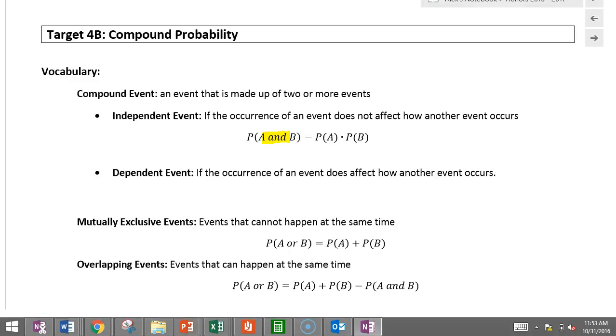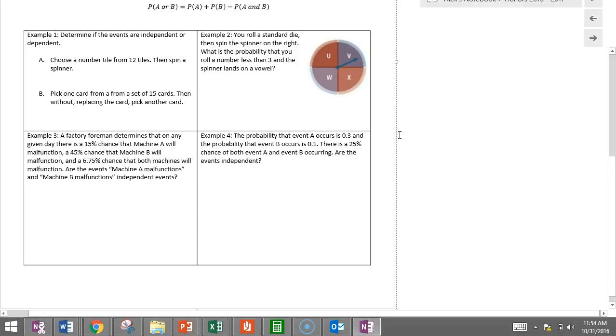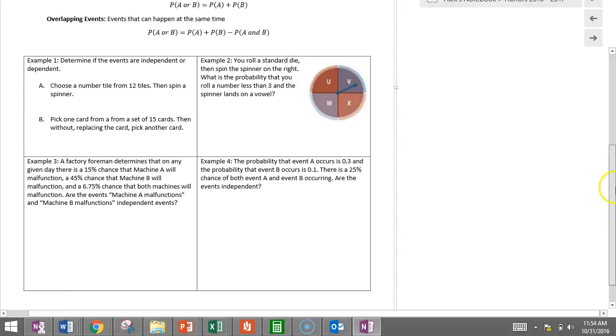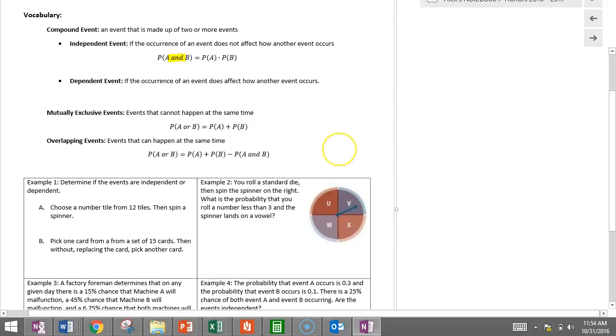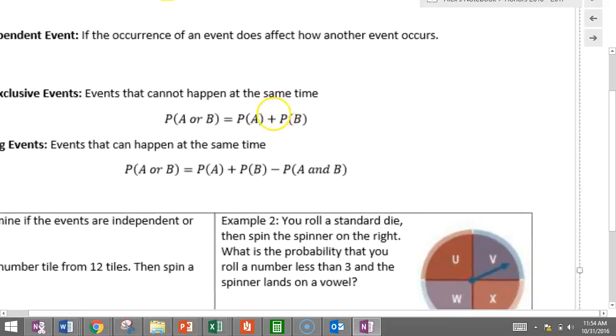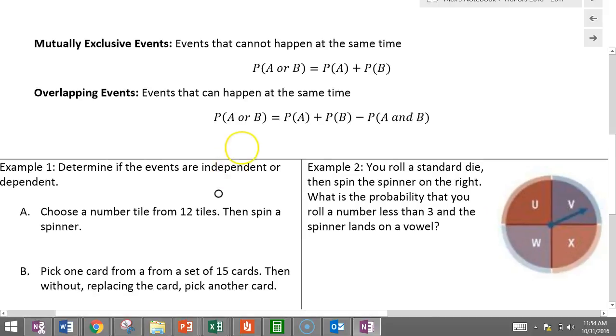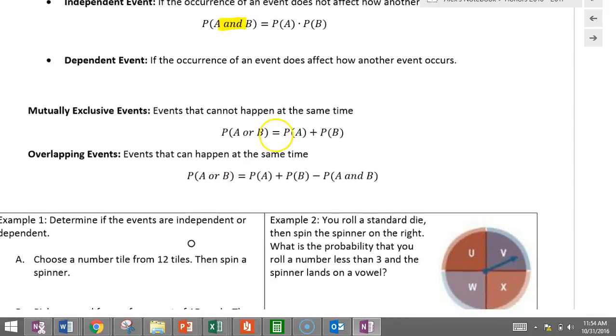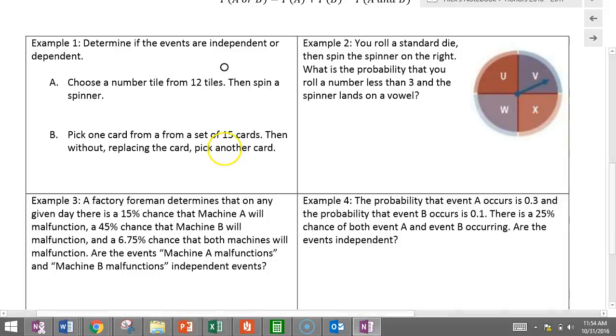Okay? So that's mostly what we're going to focus on today. All right, so let's look at these examples. Use this figure again. There we go. Okay, so let's look at some of these examples. In example 1, we're determining if the events are independent or dependent. And in order to determine if events are independent or dependent, you're really looking at the sample space of the second one. Does it change after I do the first thing?